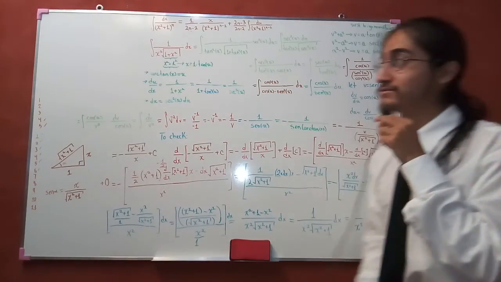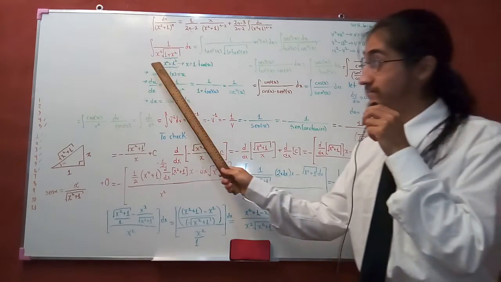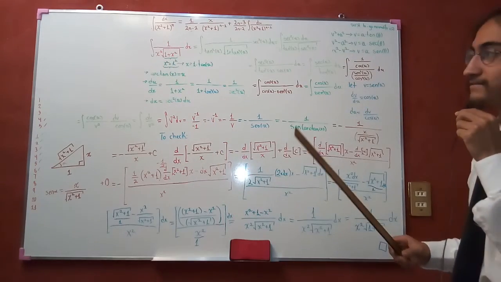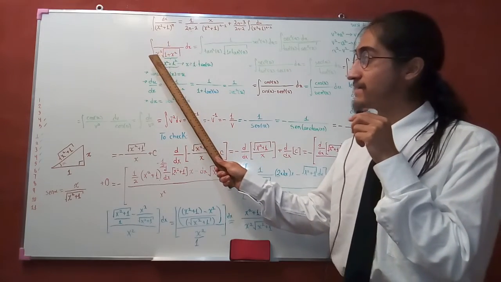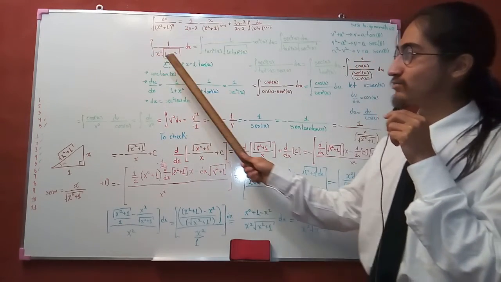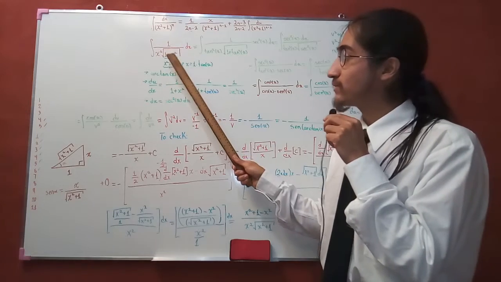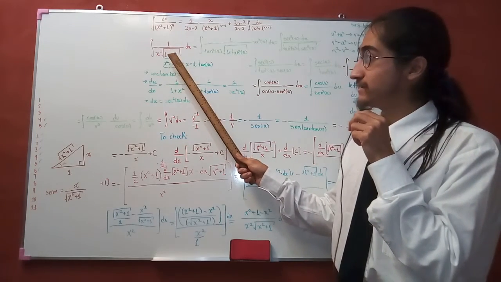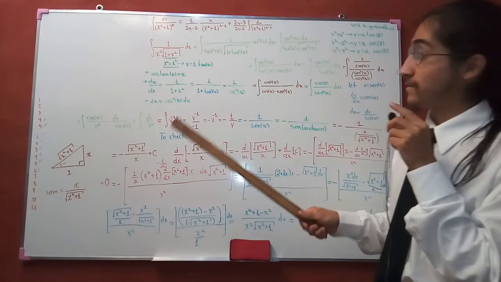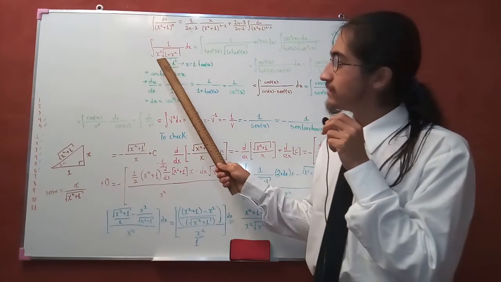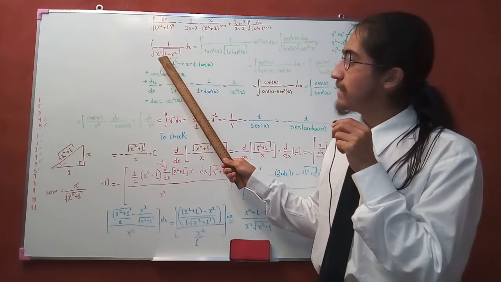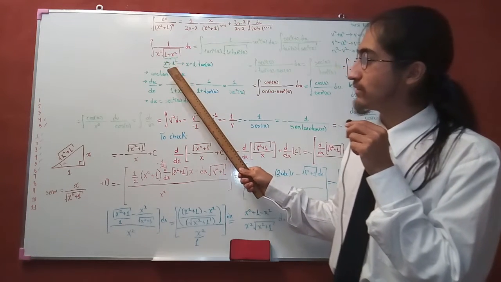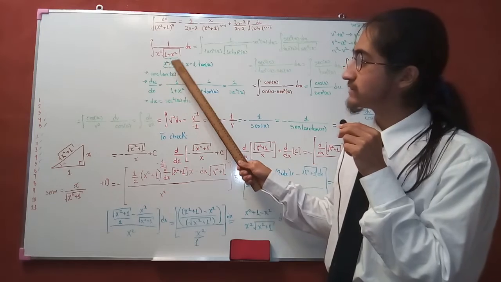Today we are going to solve this integral. So let's start. The integral of 1 divided by x squared multiplying the square root of 1 plus x squared dx. So let's observe this number. 1 plus x squared is equal to x squared plus 1 squared.